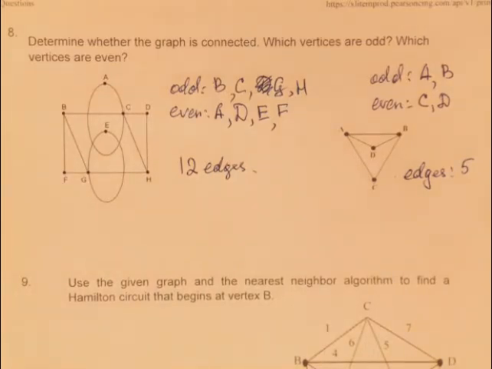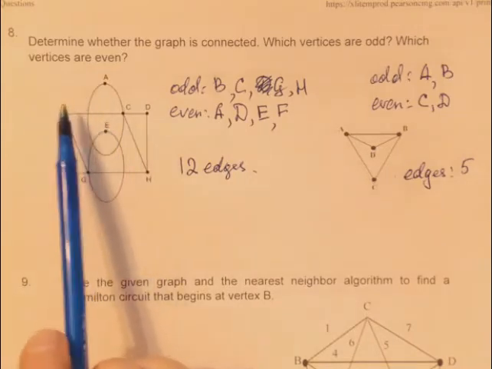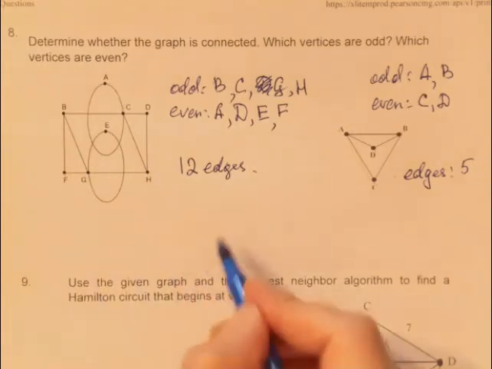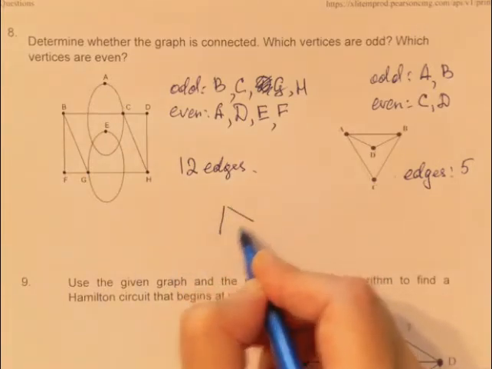So are there any bridges? Also, the question can be: the bridges are the lines such that if you remove this line, the graph will be disconnected. So if you remove any of these lines, the graph will still be connected. I will show you an example of a bridge.